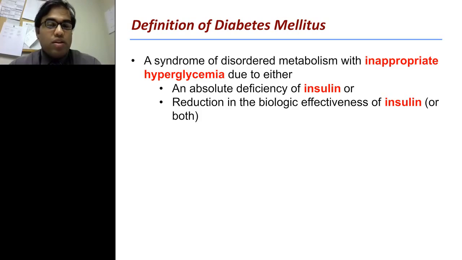And when we think of type 1 diabetes, or what we used to call juvenile diabetes, we think about an absolute deficiency of insulin. And when we think about type 2 diabetes, we think about reduction in the biologic effectiveness of insulin. But one thing that is very important to remember is that many individuals with type 2 diabetes end up having age-related decline in their ability to make insulin. So these individuals relatively become absolutely deficient.